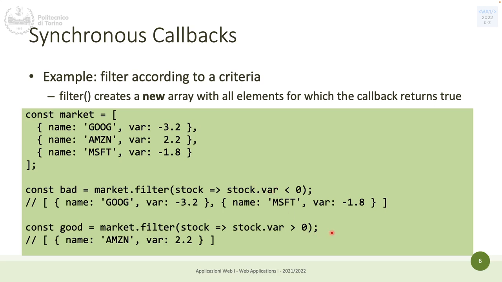And clearly, we can do also the opposite. We can write variation greater than zero to retain only the elements that satisfy that condition. So as the name says, it's just for filtering. So it filters a collection of data and gives you back the pieces of data that respect that filter. So in this case, minor and major.